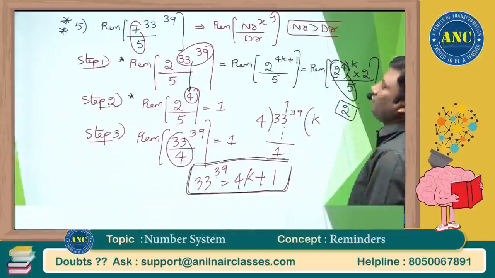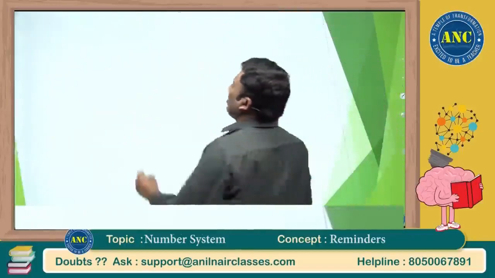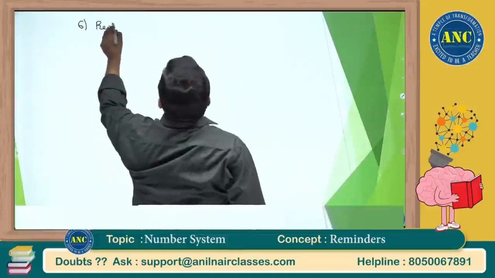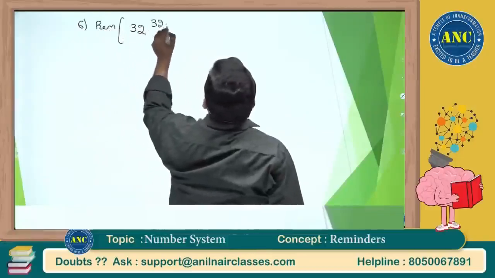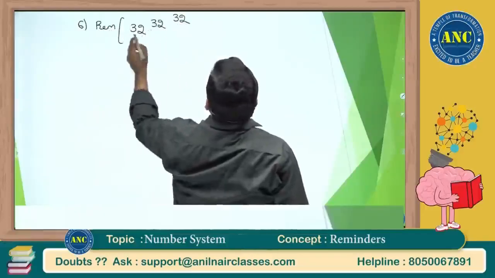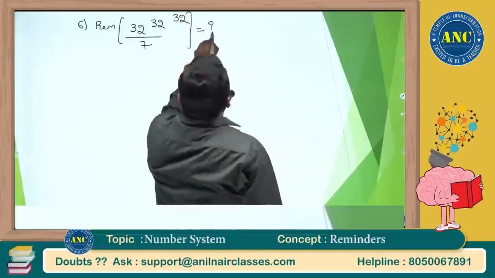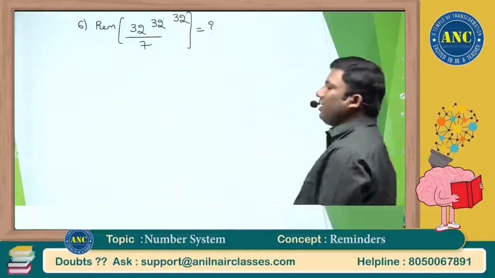Sixth question. As many questions as possible, we will solve in our class. Reminder 1: 32 power 32 power 32 divided by 7.